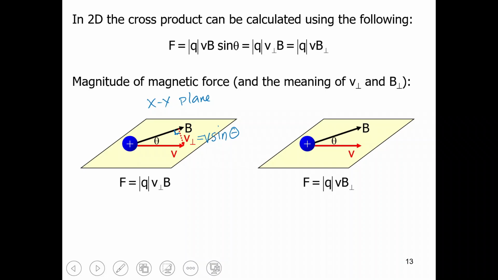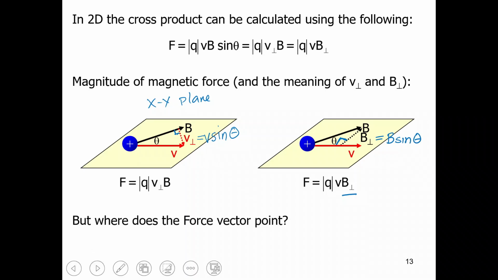On the other hand, if I wanted to use the definition qvB perpendicular, I need to find the component of B that is perpendicular to V. That would be creating a triangle here where that is a 90-degree angle, where B is the hypotenuse and B perpendicular is the opposite side of that right triangle. So B perpendicular would be B sine theta. So in both cases, you get qvB sine theta in this example.